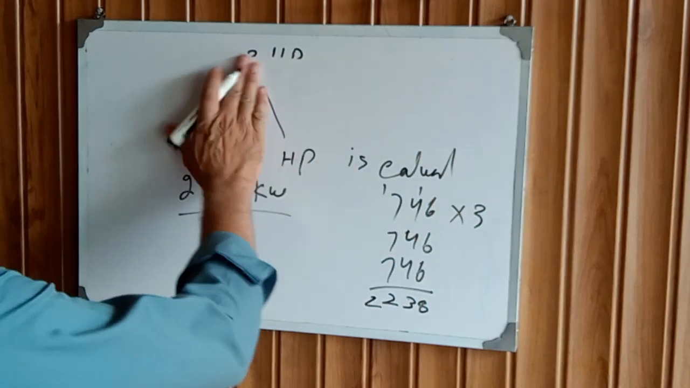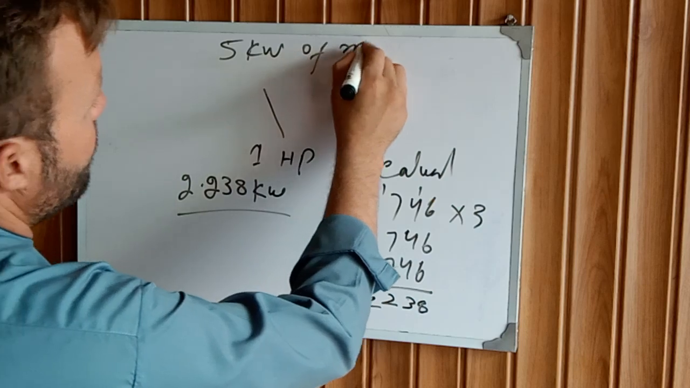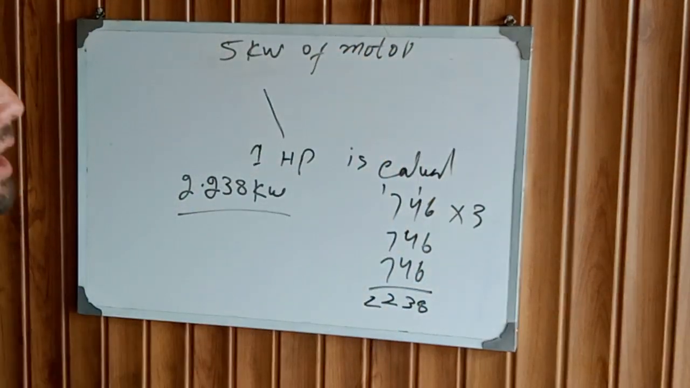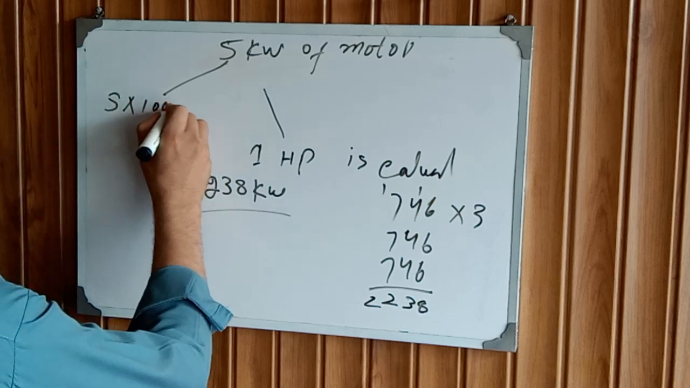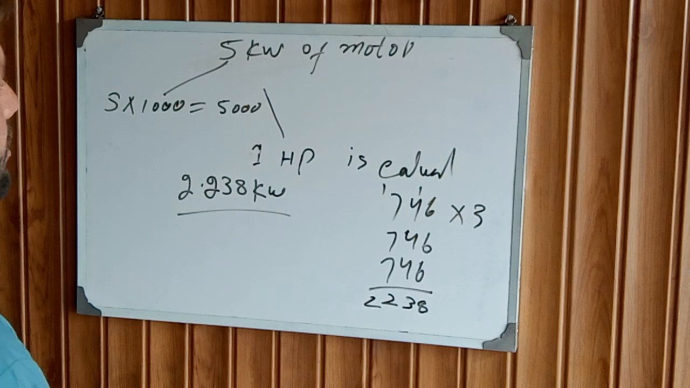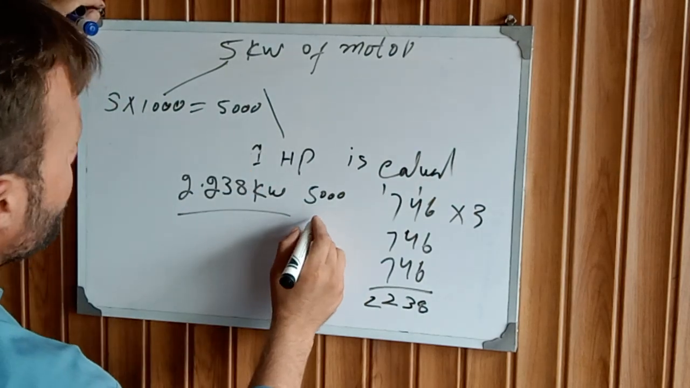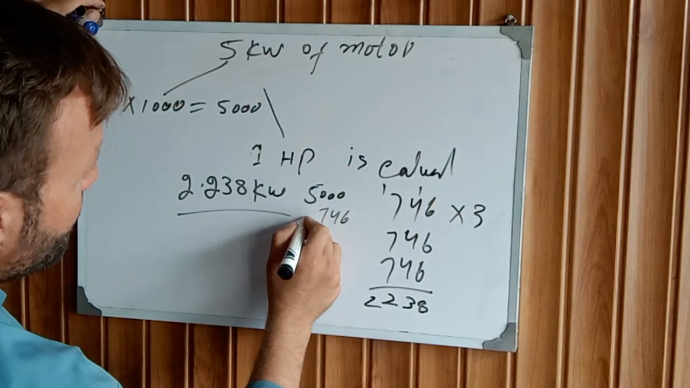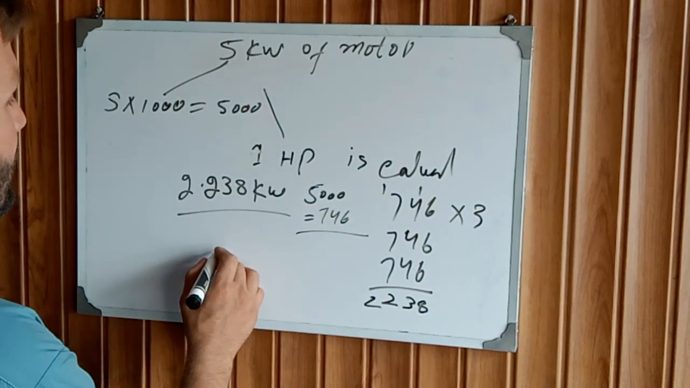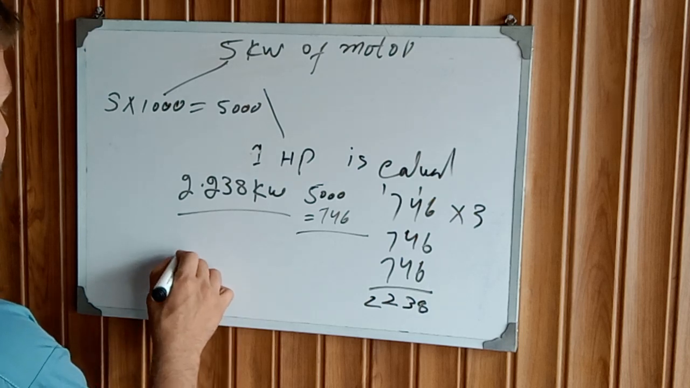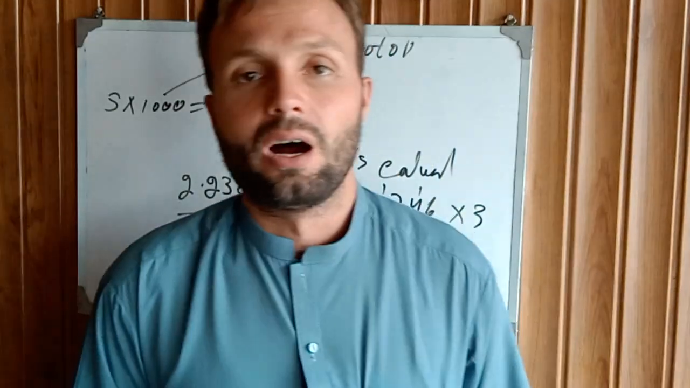When you have a 5 kilowatt motor, how much is this in HP? Simply, 5 multiplied by 1000 is 5000. Then 5000 divided by 746, you get the answer in HP. This is the difference between kilowatt and horsepower.